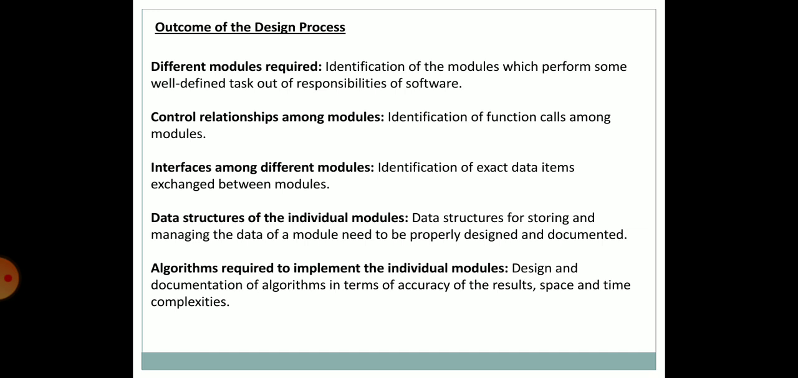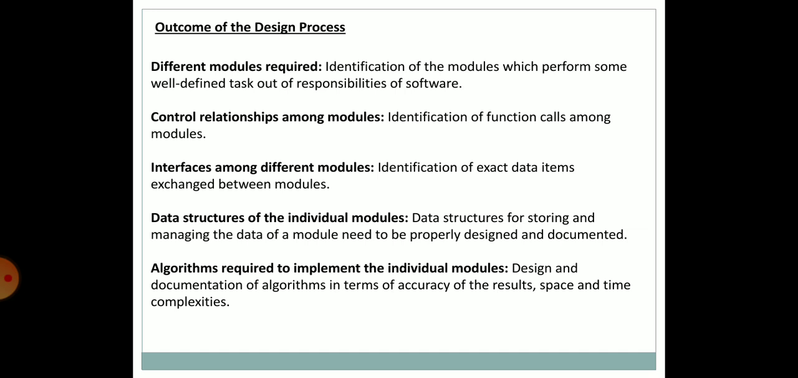And some important factors: accuracy of the result, space and time complexities. These are the major factors to be considered while designing the algorithm for a function. So algorithm designing is also a job carried out in the design process, and special importance should be given to the accuracy of result, space and time complexities while designing and documenting the algorithms.